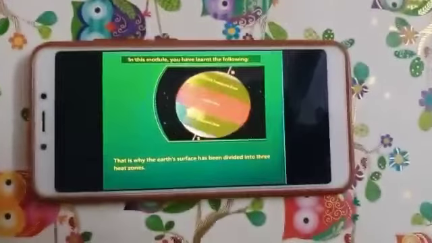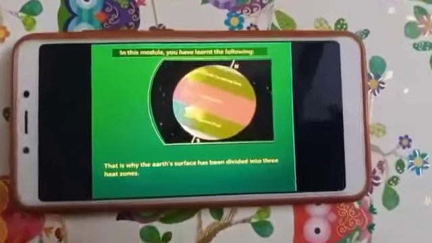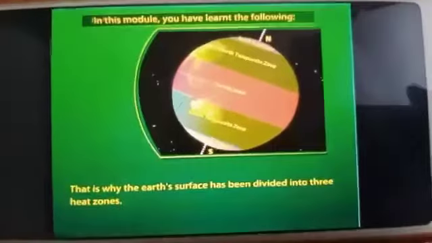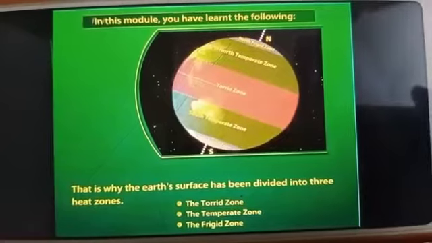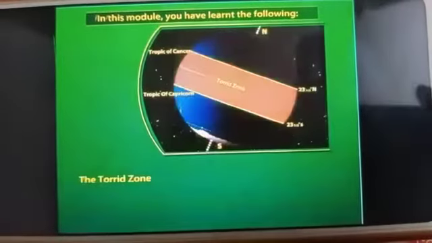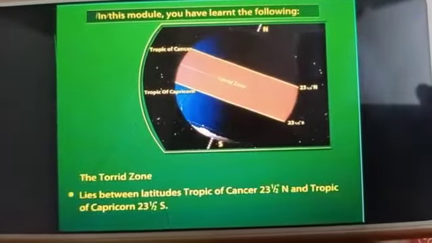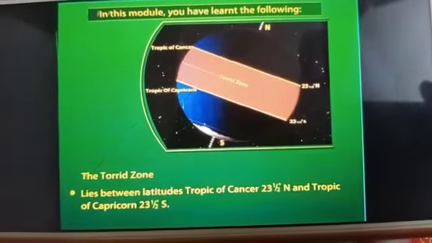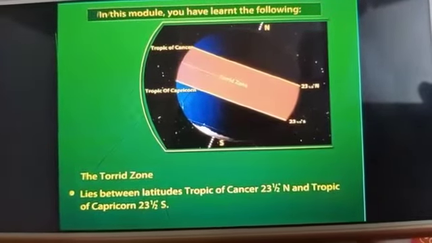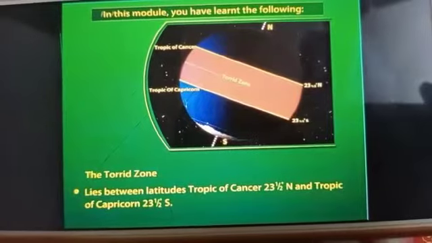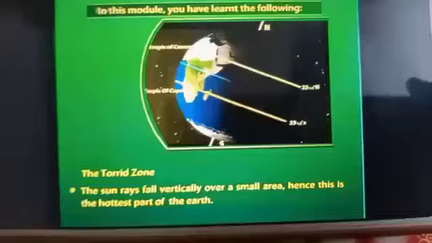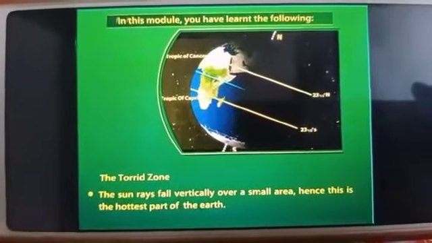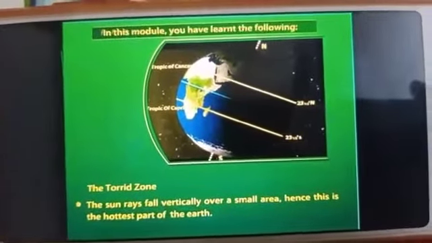That is why the Earth's surface has been divided into three heat zones: the torrid zone, the temperate zone, and the frigid zone. The torrid zone lies between latitudes Tropic of Cancer 23.5° north and Tropic of Capricorn 23.5° south. The sun rays fall vertically over a small area, hence this is the hottest part of the earth.